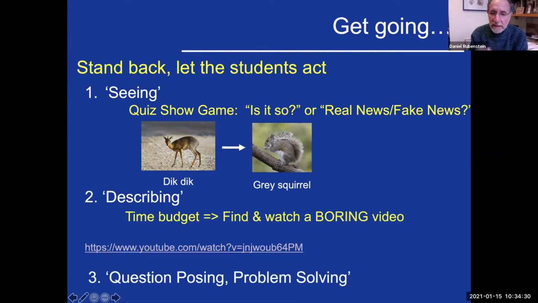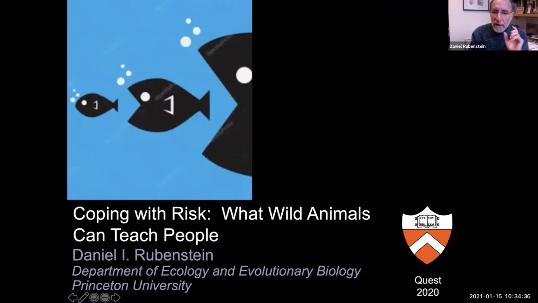And lastly is the key to science: question posing, problem solving. And this is where I took the labs I did for my students, and I also taught a teacher workshop this summer about risk. So coping with risk, what animals can teach people, was the theme of the course. You can see here, it's about the life dinner principle. It's about trade-offs, that I have to eat, but I have to stay alive. And so I'm eating a little fish and a bigger fish is going to eat me.